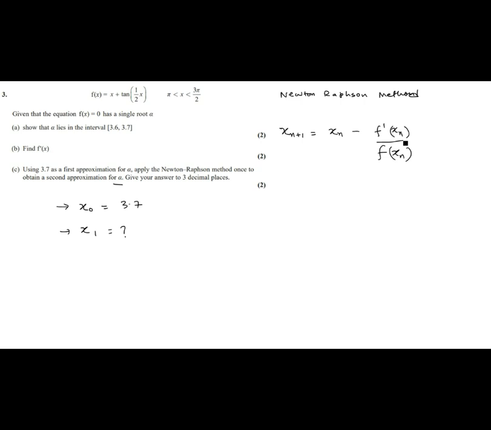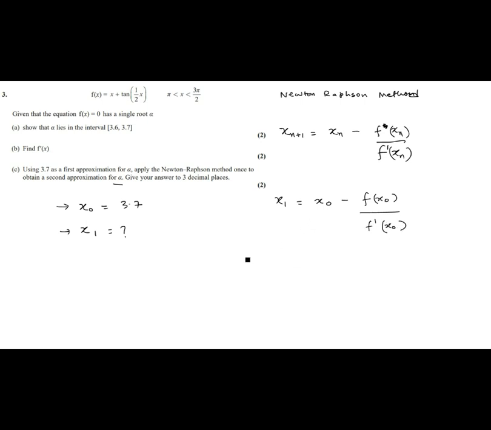Let me quickly check this. Newton-Raphson method, I mean, there will be a formula booklet given to us. So, okay, this is the other way around. So your f x is at the top and f dash x at the bottom. So let's work out the value of, if you put n equals 0 here, that will give you x1 equals x0 minus f of x0 over f dash x0.